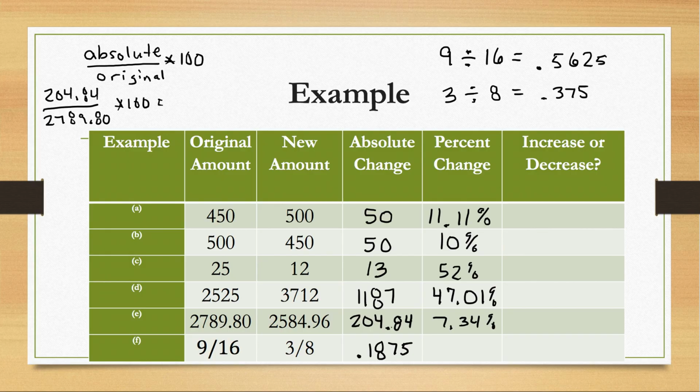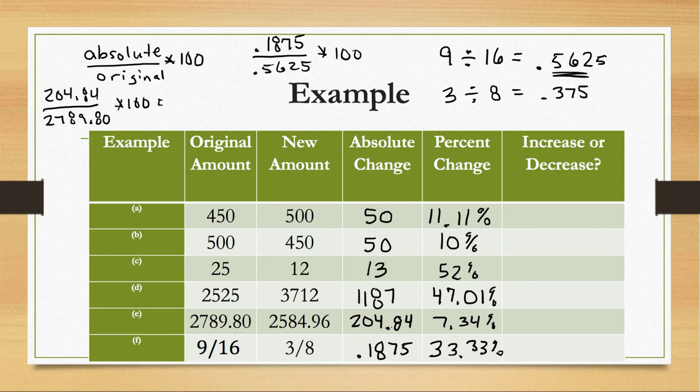All right, and our last one, our absolute change is 0.1875. Our original amount was 9/16, which we said was 0.5625. So again, let's use those decimals. And then we're going to multiply by 100. So 0.1875 divided by 0.5625 times 100 gives me 33.33%.